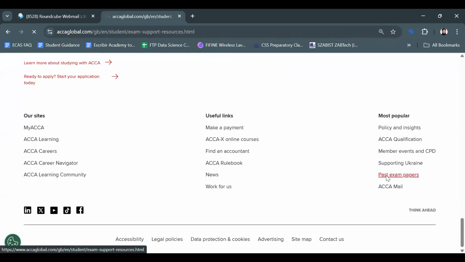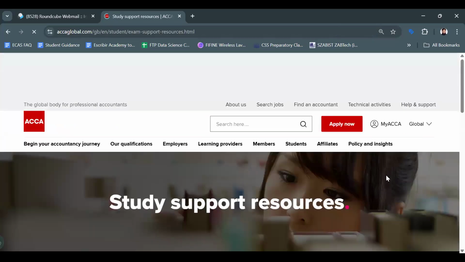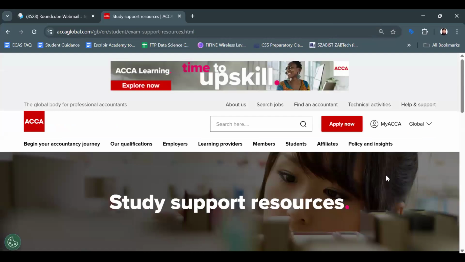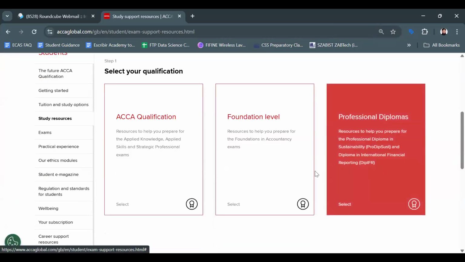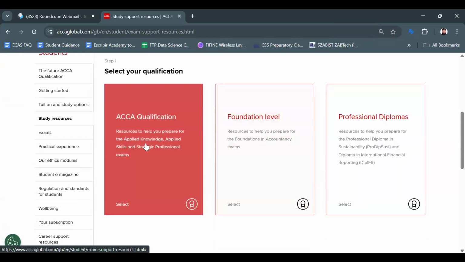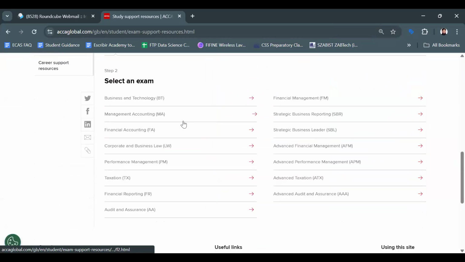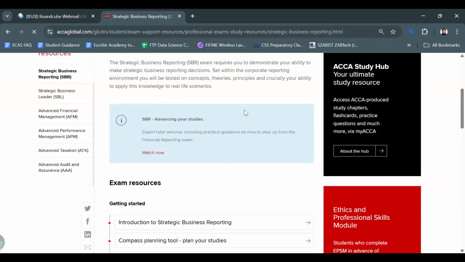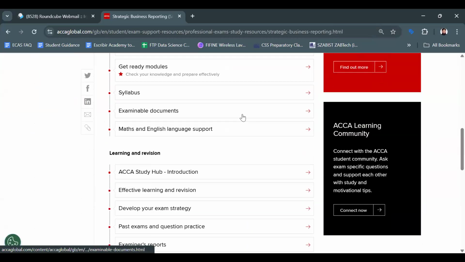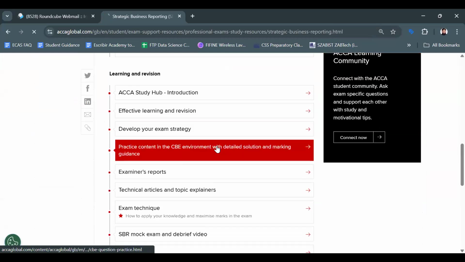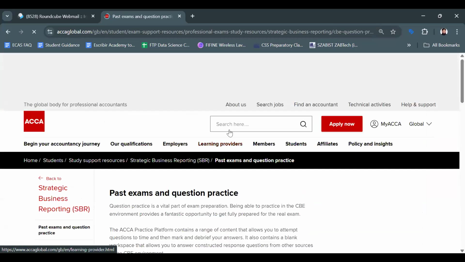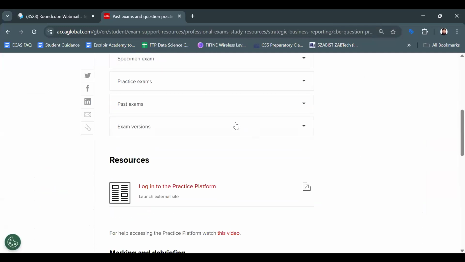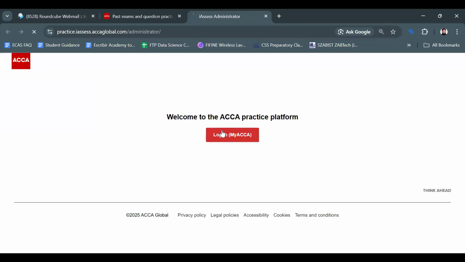I go onto the ACCA website, I click on the past examination papers. When I click on past examination papers, there is this ACCA qualification that you go on to. Under the ACCA qualification, you click on the strategic business reporting. Under the strategic business reporting, you click on past exam questions and question practice, and then you click on this login to practice platform.